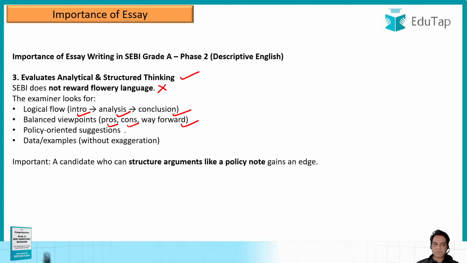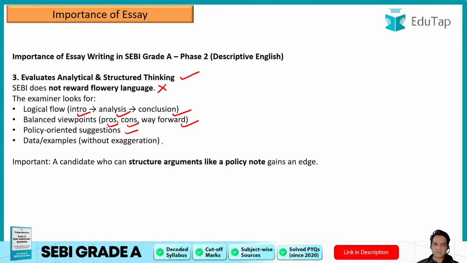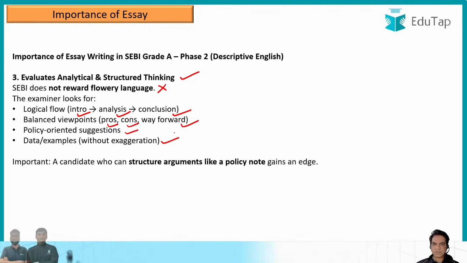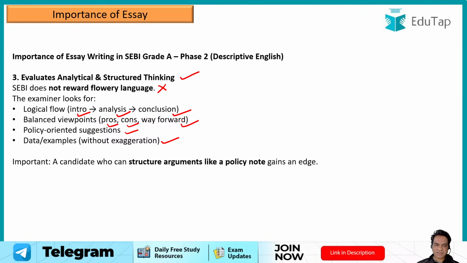Your suggestions should be policy oriented. What should be done regarding policy changes, what better can be done in the policy, or what should be done in the upcoming policy regarding the topic. And your essay should be full of data and examples without exaggeration. They should be real, verifiable, and to the point when you are writing your data points in your answers. So guys, please remember, this is very important. A candidate who can structure arguments like a policy note gains an edge. So guys, do you agree with this?